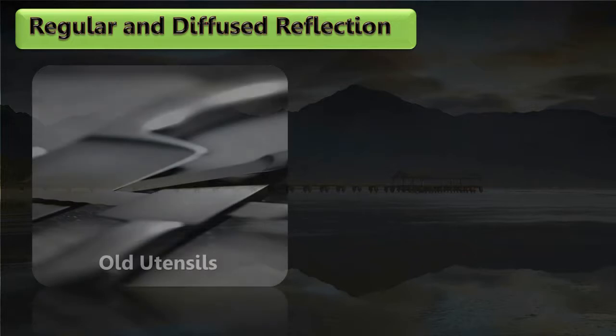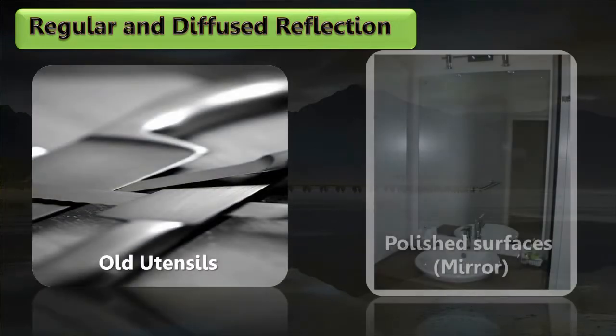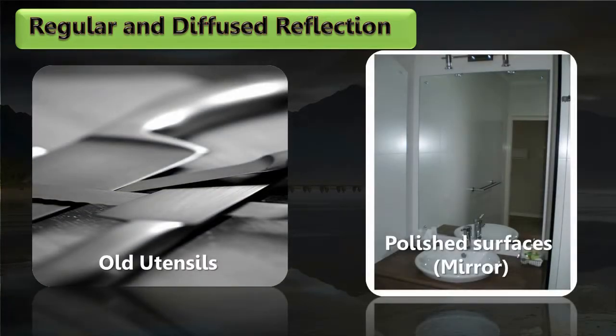You know that we can only get a diffused reflection from a rough surface. This is why we cannot get a clear image from old stainless steel utensils. But we can see images of objects only from highly polished surfaces like mirrors.